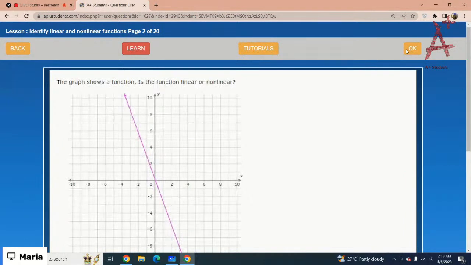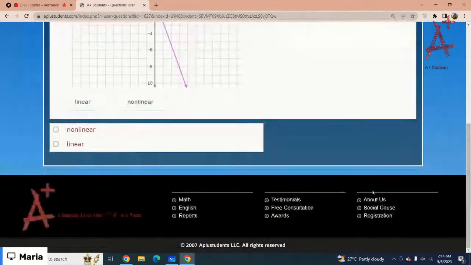Okay, the next one is, the graph shows a function. Is the function linear or non-linear? So which is the correct option? Yes, the graph is a straight line, so it is a linear function.